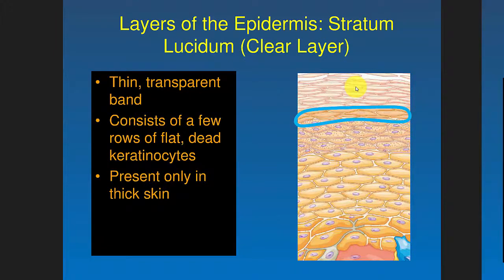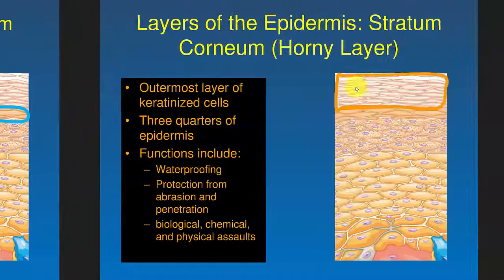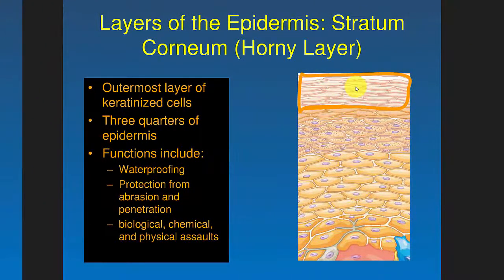Palm of your hand, sole of your feet, you have the stratum lucidum. Consists of flat, dead keratinocytes, and it's really only present in, like I said, thick skin on the sole of your feet and the palm of your hand. And it's pretty translucent. That's why it's called the lucidum, as in like light passes through it. Top layer is the corneum, or sometimes it's called the horny layer. Outermost layer of keratinized cells, 3/4.